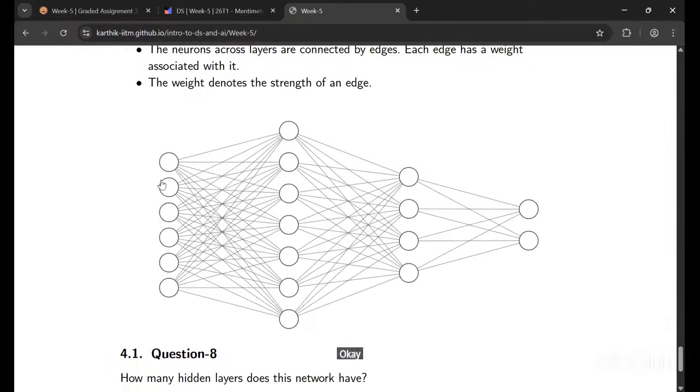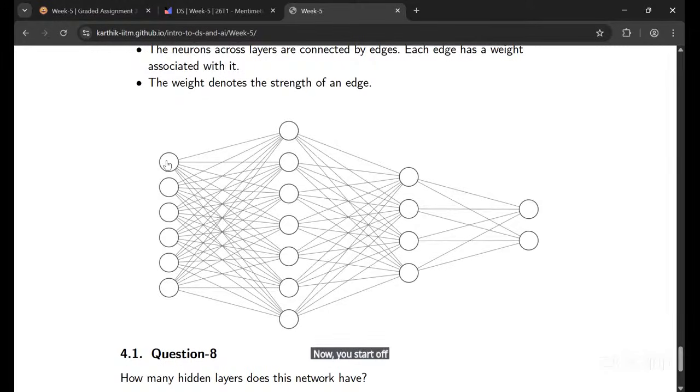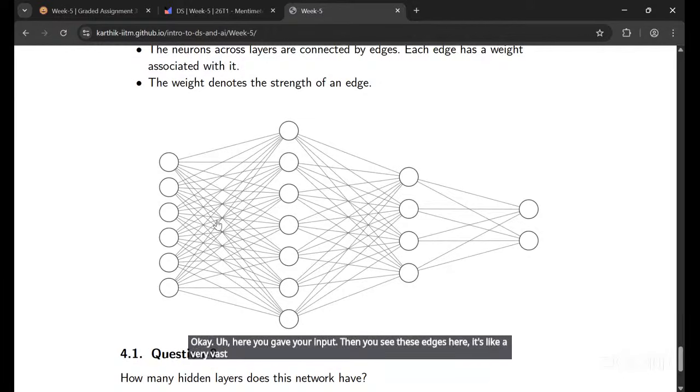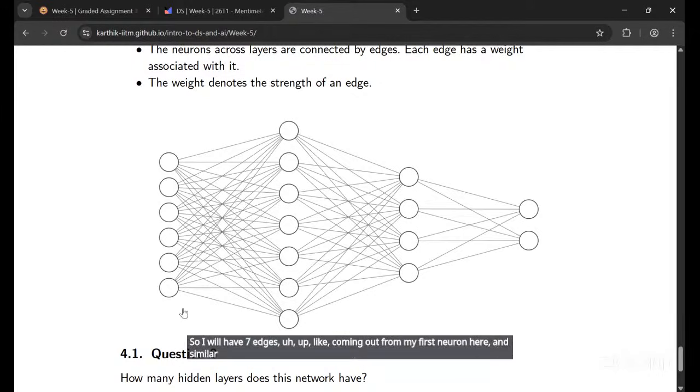Okay. So this is how your neural network looks like. It's again a classification model. Now you start off here, okay? This is your input layer, the very first one, okay? Here you give your input. Then you see these edges here. It's like a very vast network of these edges because every neuron in one layer is connected to every other neuron in the subsequent layer. So if here I have 7 neurons in my hidden layer 1, I will have 7 edges coming out from my first neuron here and similarly for all others.